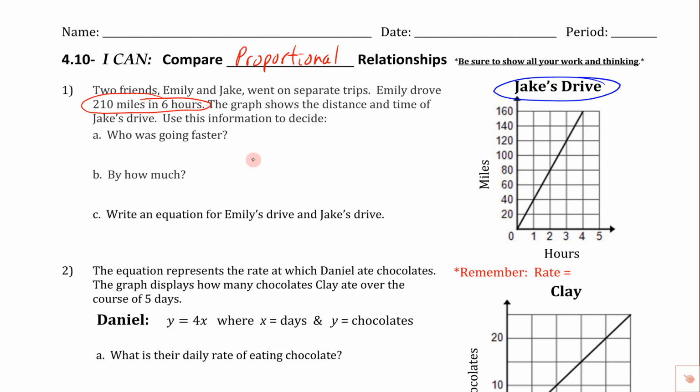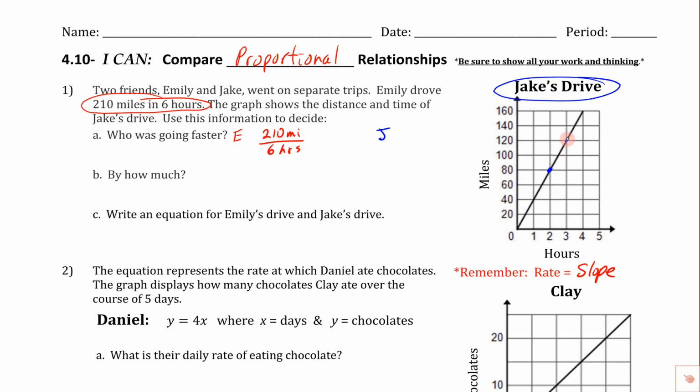Okay, so let's do Emily. So I'm just going to put Emily here. She drives 210 miles in 6 hours. And then I'm going to put Jake over here. Jake, he drives, well, let's see, how could we figure out what his rate is on this one? You'll notice that this is a nice straight line. Well, if you were paying attention in the last unit or the last section, remember when we say rate, rate is the same thing as somebody talking about the slope on a graph. So we could find the slope right here a couple of different ways.